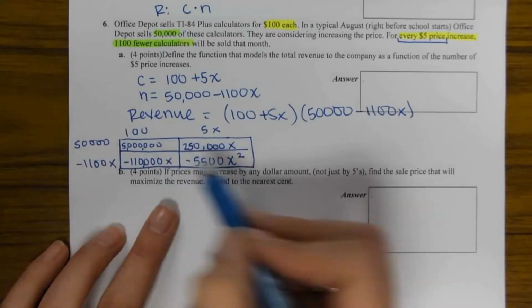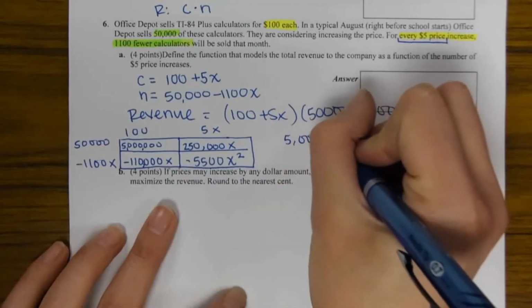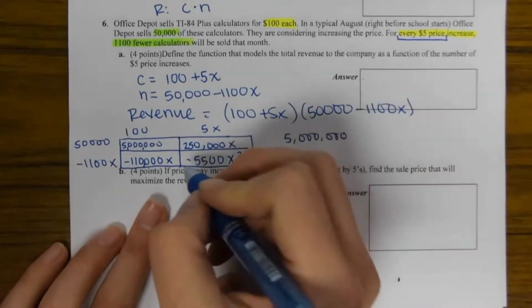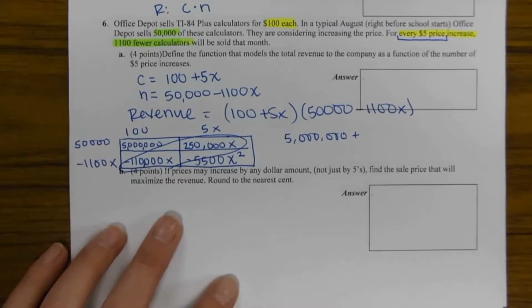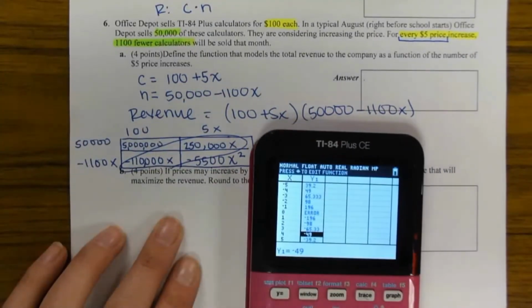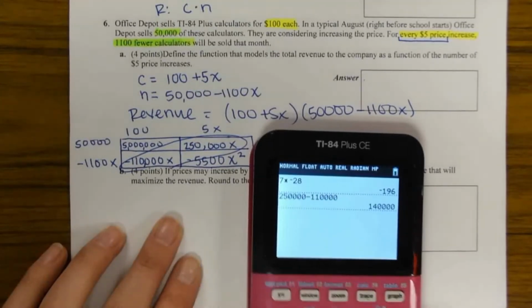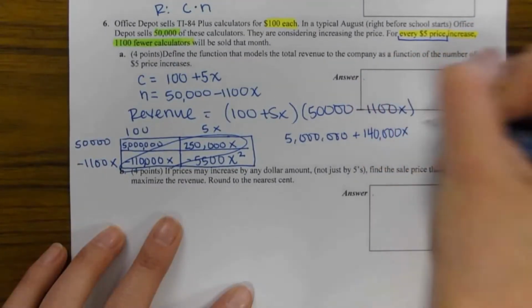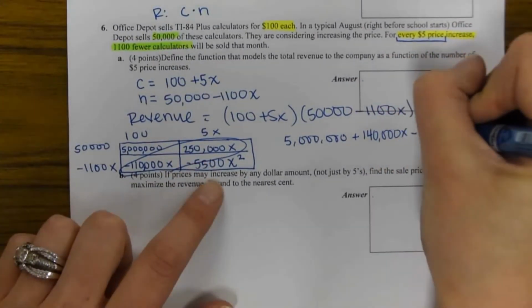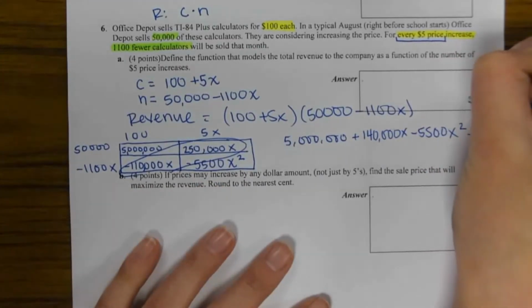So we are going to combine our like terms. So we have 5 million. Combine here. 250,000x minus 110,000x, which gives us 140,000x, and then minus 5,500x squared. There's our equation.